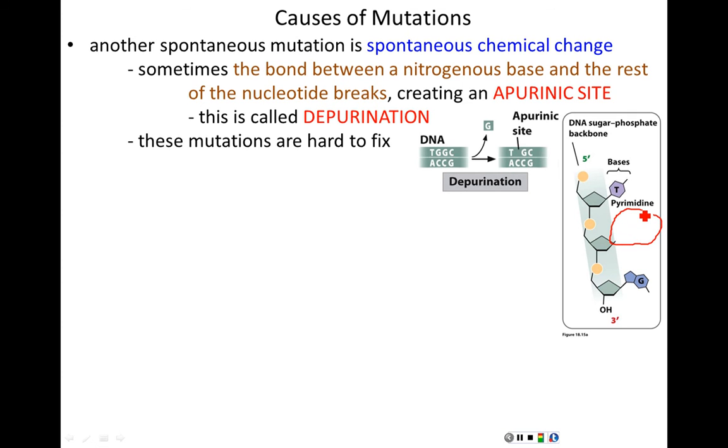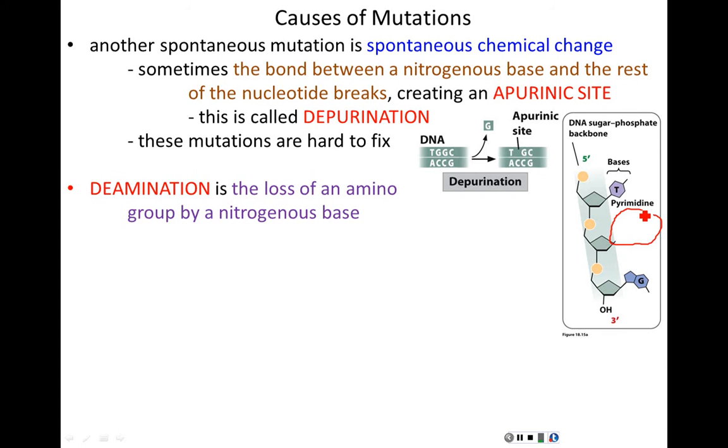We call this depurination. These mutations are hard to fix. You can't just add the base back in. You have to remove a whole chunk of DNA and put new fresh DNA down in its place. We also have deamination. Deamination is the loss of an amino group by a nitrogenous base.